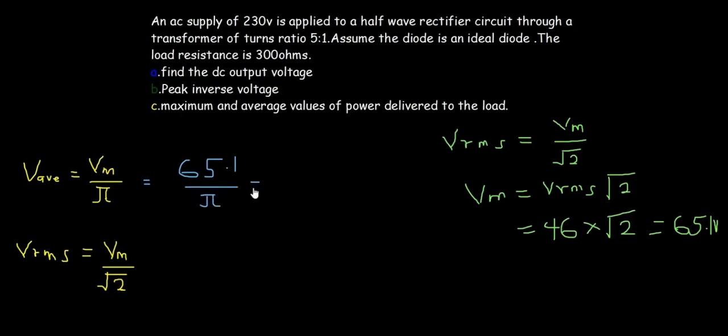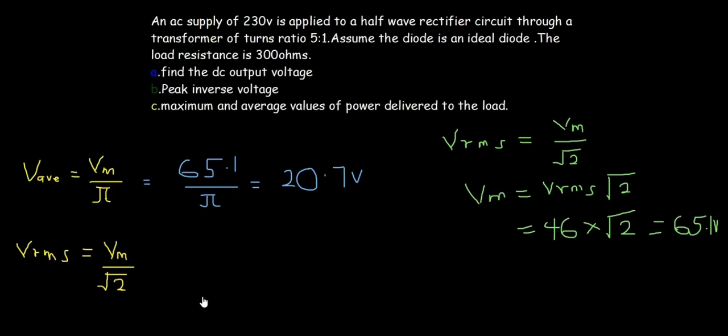Okay, let's see what you get for that. 65.1 over pi. And then that gave me a value of 20.7 volts. So that's the average value, and that's the same as the DC output voltage. So that was for the A.